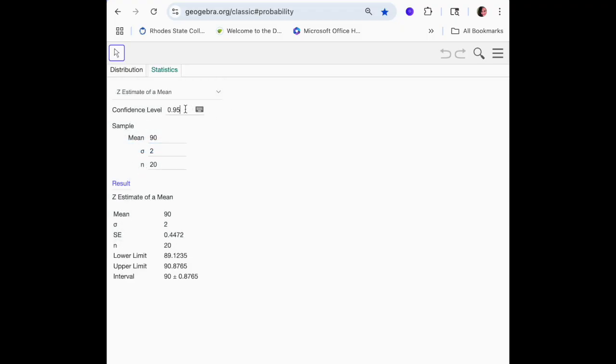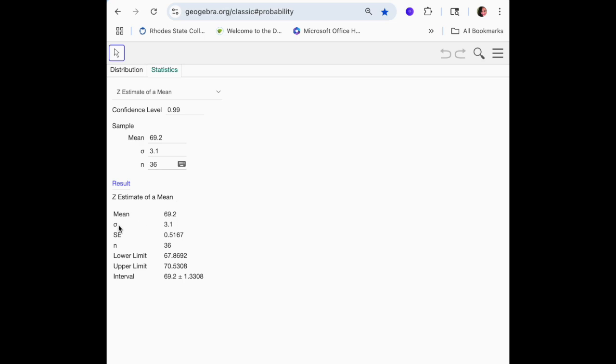We're going to put in the confidence level here. So I'm going to change that to 0.99. That was our confidence level. Our sample mean, which was our point estimate, was 69.2. Our standard deviation for the population was given, and that was 3.1. So I'm going to enter that. Our sample size was 36. Now, if you look down here at the bottom, it says z-estimate for a mean.